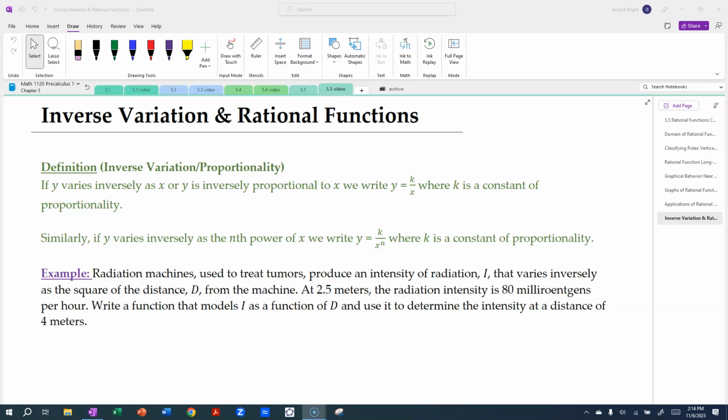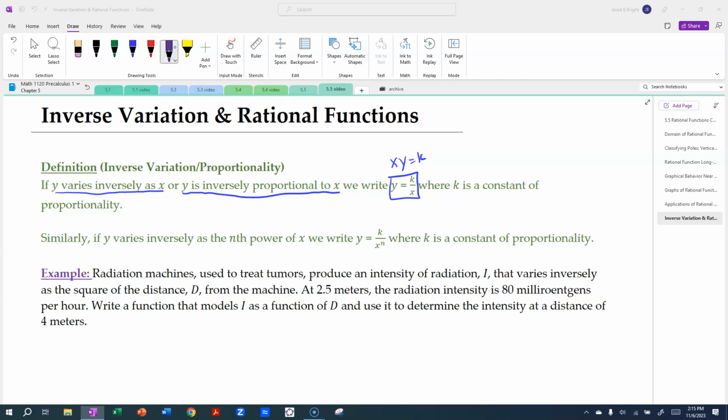One other way rational functions occur in physical situations is through the idea of inverse variation or inverse proportionality. The definition is that if two quantities vary inversely, specifically if y varies inversely as x, or y is inversely proportional to x, we'll write y is equal to k over x. You could also say xy is equal to k if you don't want to write division. It's a little confusing that way, so I would recommend writing it as division, y is equal to k over x. And k is just your constant of proportionality.